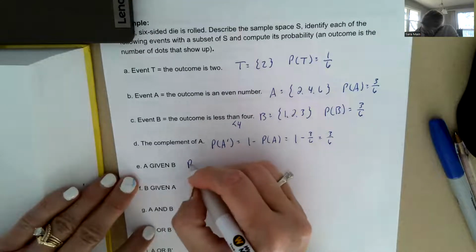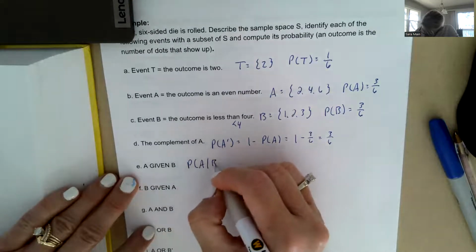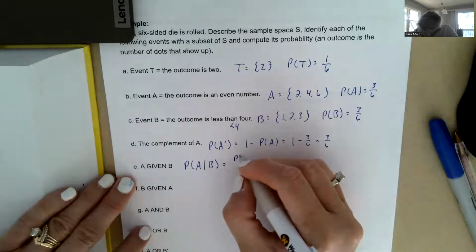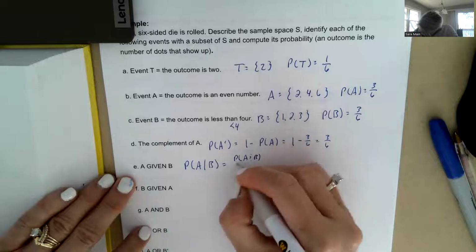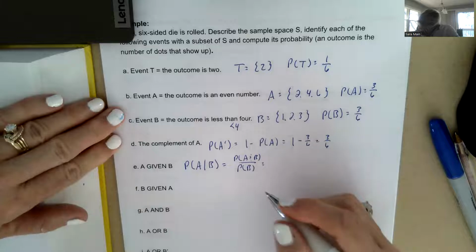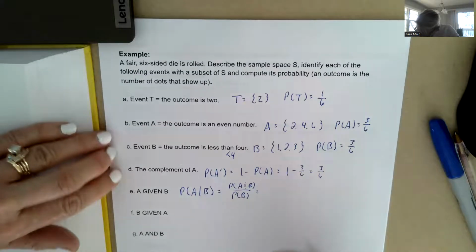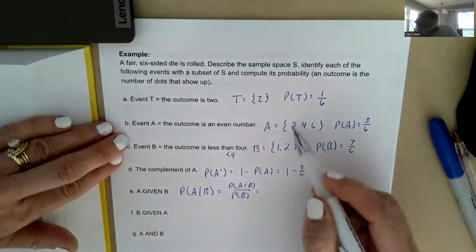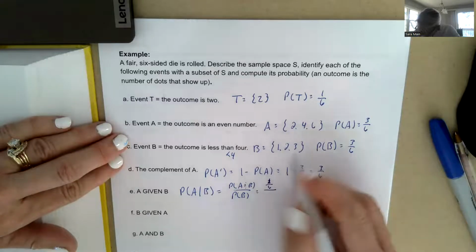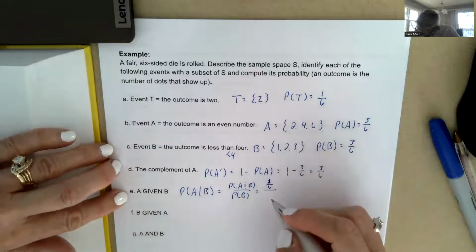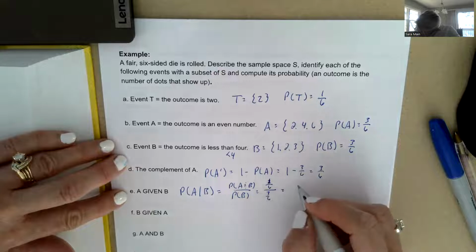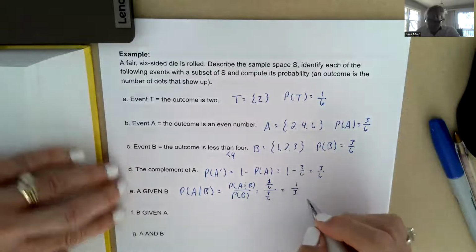The probability of A given B is the probability of A and B divided by the probability of B. The probability of A and B, they have to be in both A and B, so 1 out of the 6, it's just the number 2. Divided by the probability of B, which would be 3 out of 6. So that's 1/3.